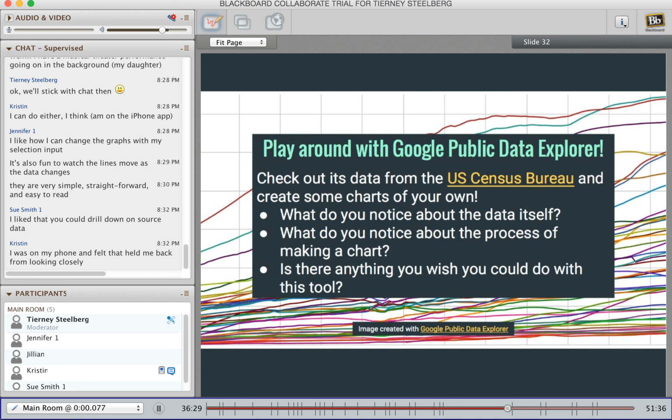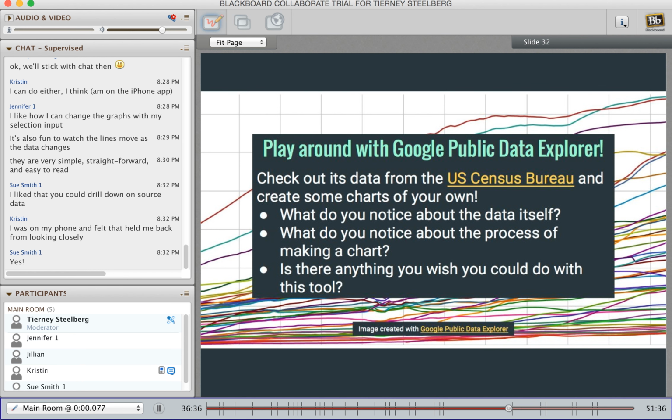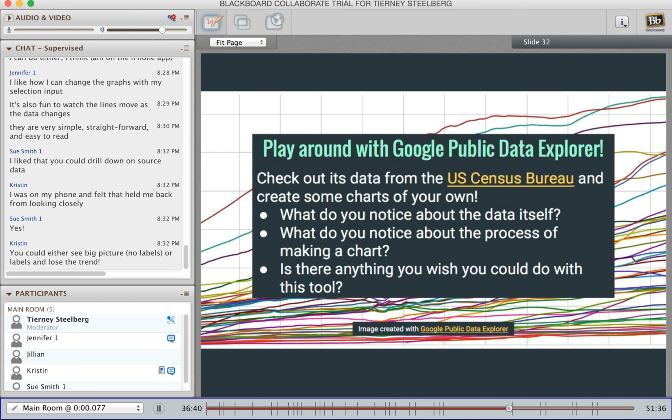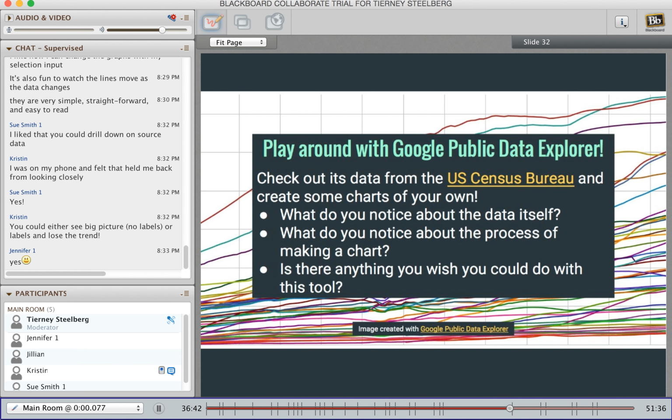Did you like this tool? Would you recommend it to people looking to get their feet wet with large data sets? Sue Smith says yes. Great. Kristen says you could either see big pictures, no labels, or labels and lose the trend. That's true. Yeah. Great. Well, I'm glad you enjoyed it. You guys have some insightful thoughts about using the tool. That's great. Let's move on to the next chart type.